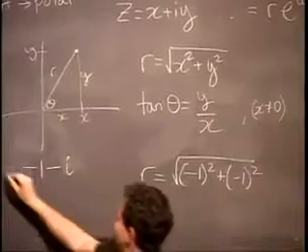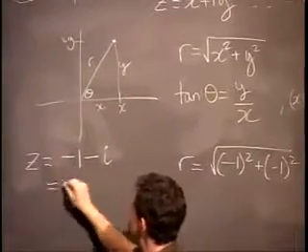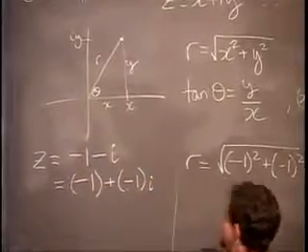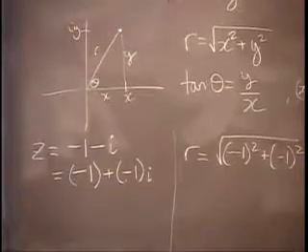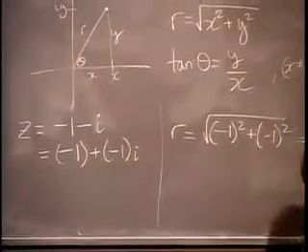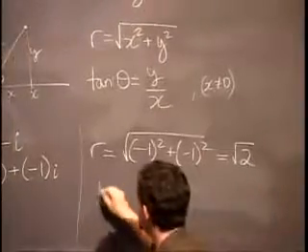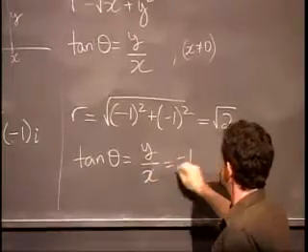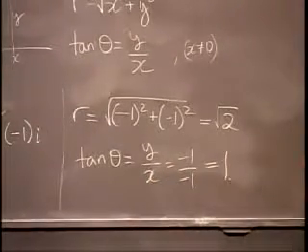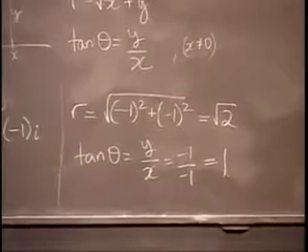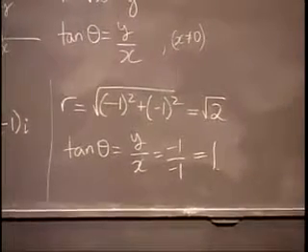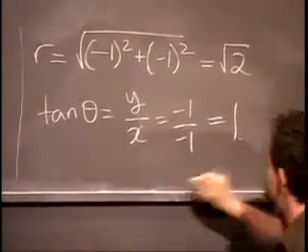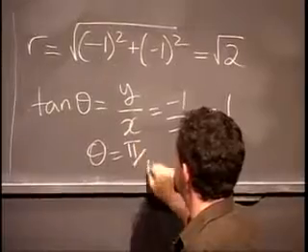I just should say that I'm thinking of this as minus 1 plus minus 1 times i. So the real and imaginary parts are both negative 1. So r is clearly root 2. As for theta, tan theta is y over x, which is minus 1 over minus 1, which is 1. So tan theta is 1. What is theta? What number has a tan of 1? Pi over 4. So maybe you think theta has to be pi over 4.